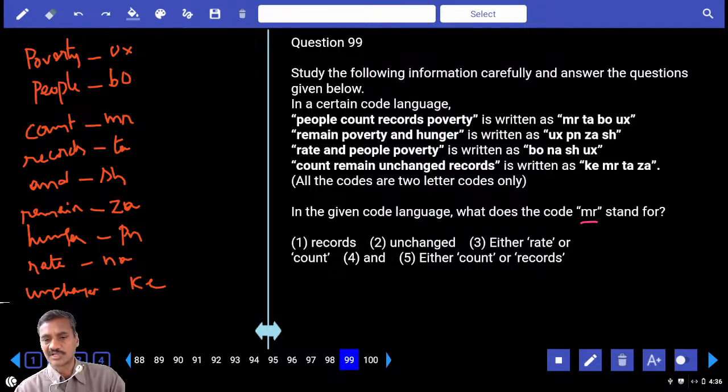Count or records, is it common? Count or records. Yes, fine. In these two, count and records are common. Here also count and records are common. So count and records are the two words that are common, MR, TA in any order. So what is your answer here? MR, TA, count or records, choice 5, 99.